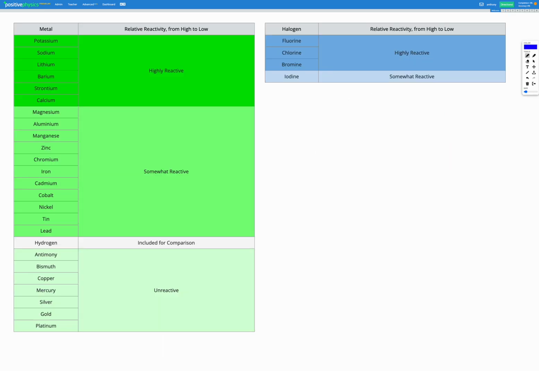So we're looking for potassium and barium. So here's potassium and here's barium. So we can see both of these elements are highly reactive. However, there's still an order within there. The reactivity is increasing as we go up this table. So because potassium is higher than barium, potassium is more reactive than barium.